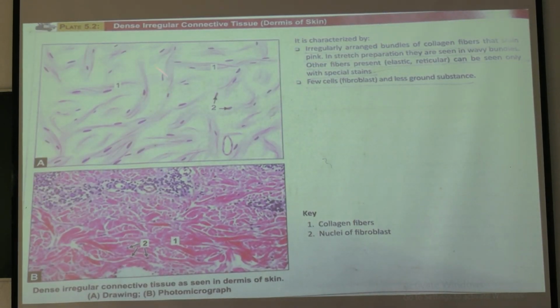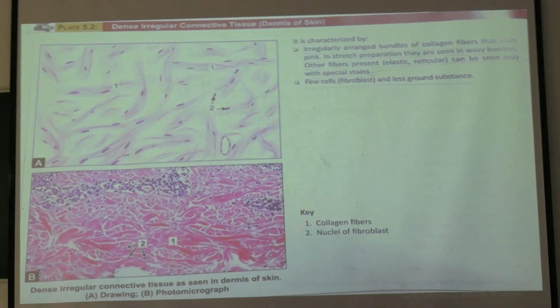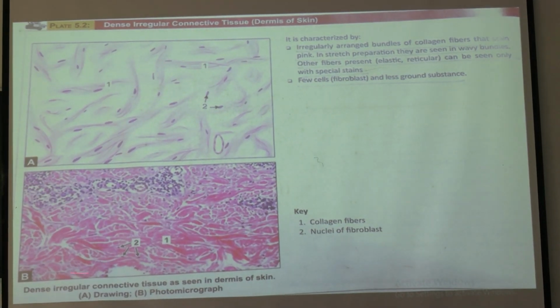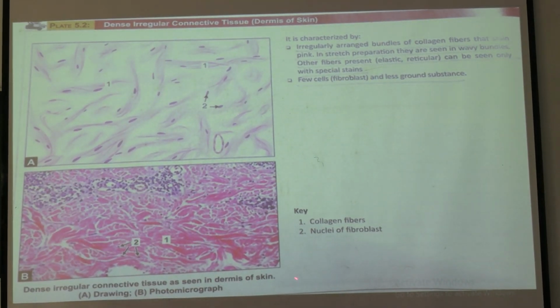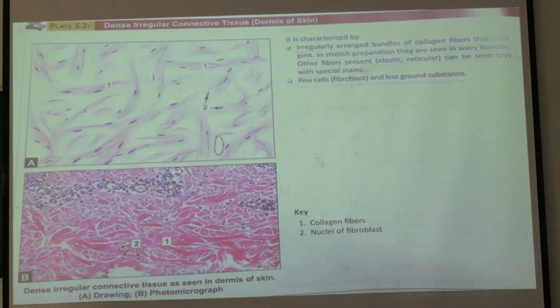See, this is a schematic diagram. Like this schematic diagram you have to draw. And this is how it will appear in the histological picture. Okay. Seen in the dermis of the skin, dense irregular connective tissue.